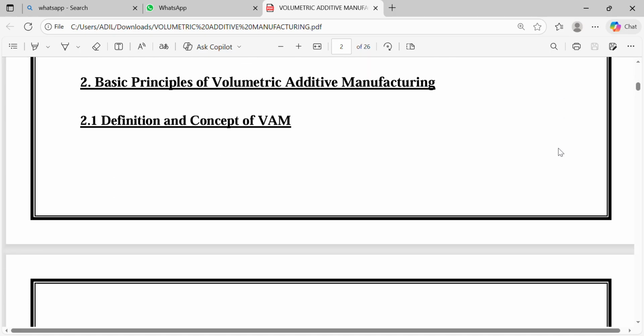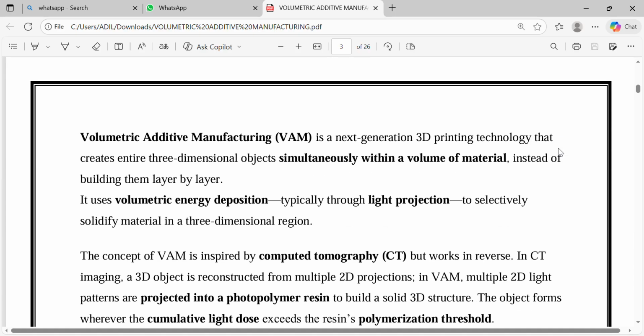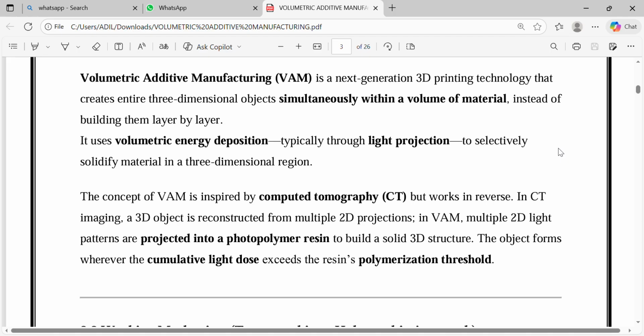Now we'll move towards the basic principles of volumetric additive manufacturing. First of all, we discuss the definition and concept of the VAM. Volumetric additive manufacturing is the next generation 3D printing technology that creates entire three-dimensional objects simultaneously within a volume of a material instead of building them layer by layer. It uses volumetric energy deposition. In volumetric energy deposition, energy in the form of light, laser, or other is fused into a volume. It cures or solidifies the material simultaneously. It enables rapid layerless 3D printing.